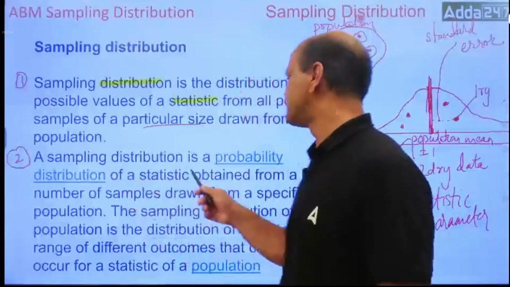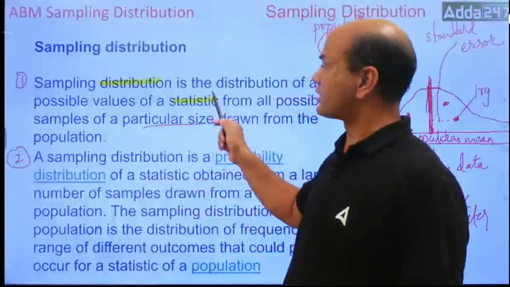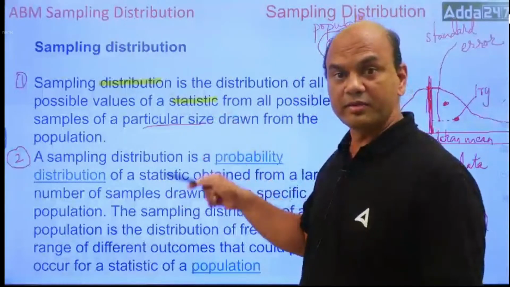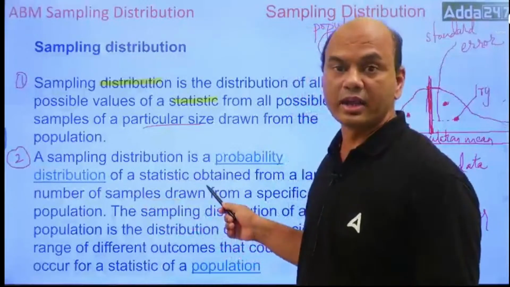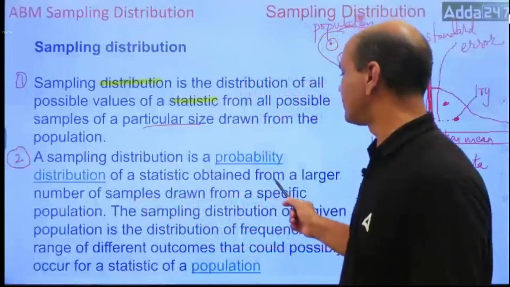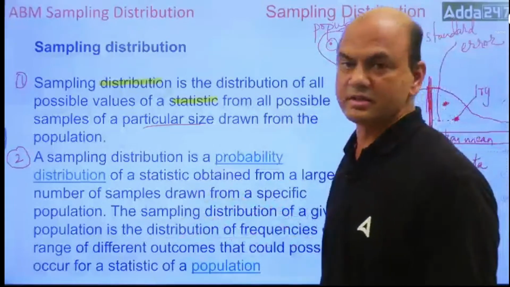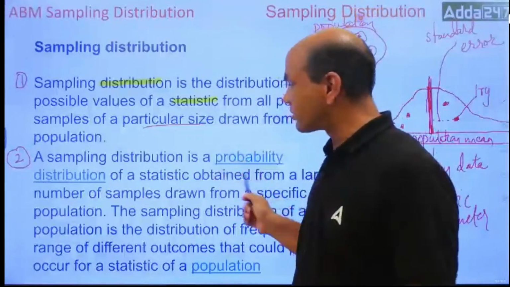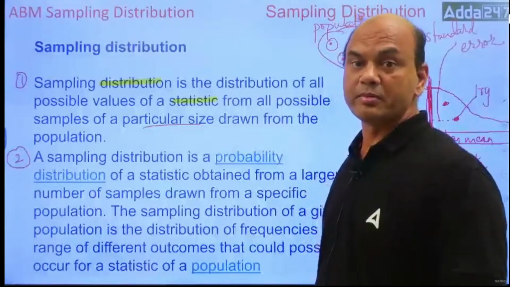So now the second definition. A sampling distribution is a probability distribution. Now see this. Here it was related to samples. Now same topic, same definition, but from a different angle. It is a probability distribution of statistics obtained from a larger number of samples drawn from a specific population. So it is also called a probability distribution. What do you mean by probabilities? Chances.